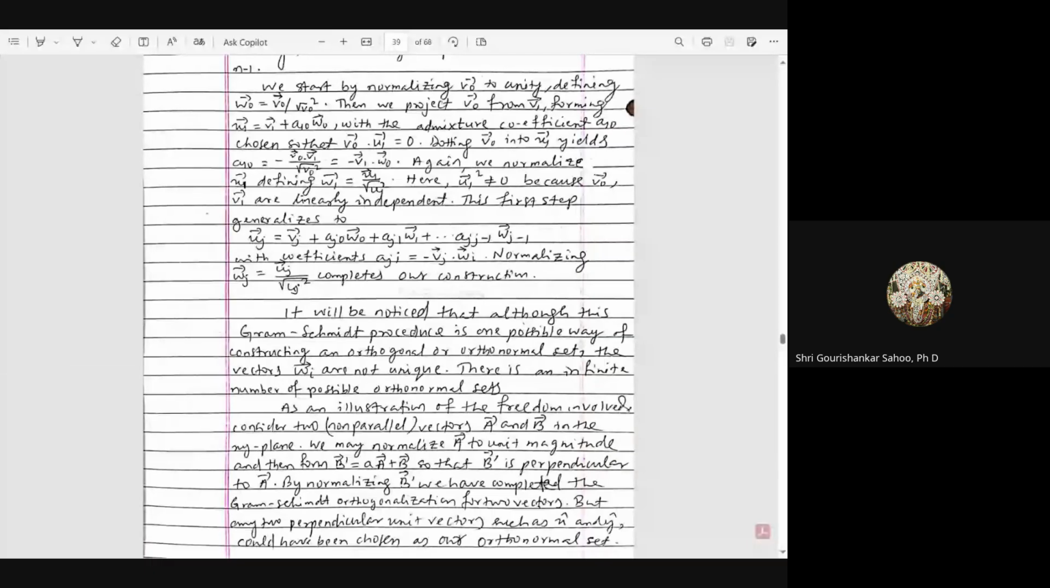Then we project V0 from V1, forming U1 vector equal to V1 vector plus A10 omega 0 vector, with the admixture coefficient A10 chosen so that V0 dot U1 is equal to 0. Dotting V0 into U1 yields A10 equal to minus V0 dot V1 divided by root of V0 square, which is minus V1 dot W0 vector.